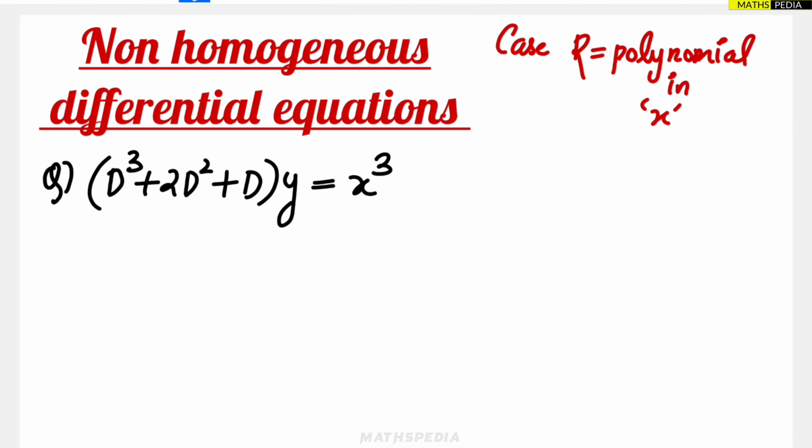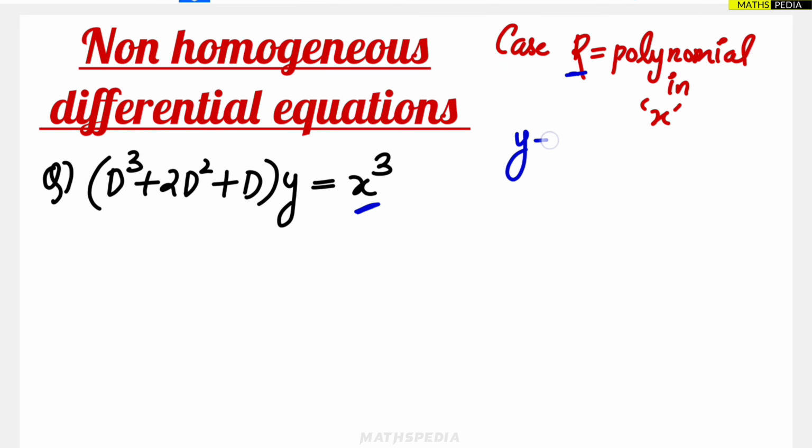So here we have got one more problem. A non-homogeneous differential equation, a case where on the RHS side you will be getting a polynomial in x. So an x function you will be getting, but a polynomial will be there. A cubic function is given over here, only one element is there.